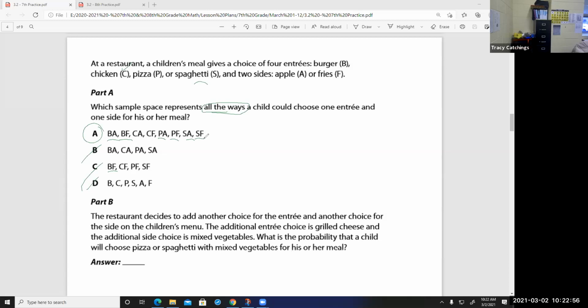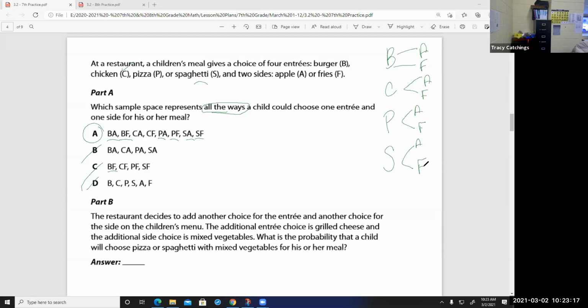So if you don't do the sample space, or you could have done it, I probably would have done B, apple, fries. And I would have done the same with C, pizza, spaghetti. Apple, fries. And then, of course, I'll write it out. B-A, B-L, C-A, C-L, and so on.